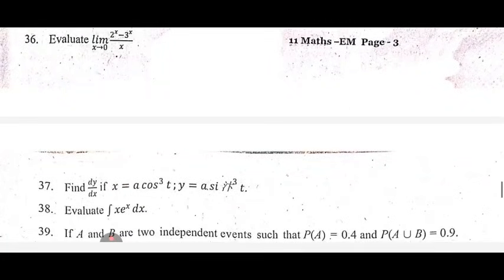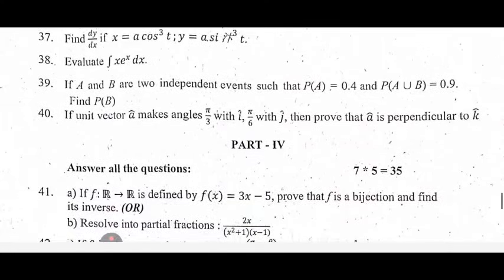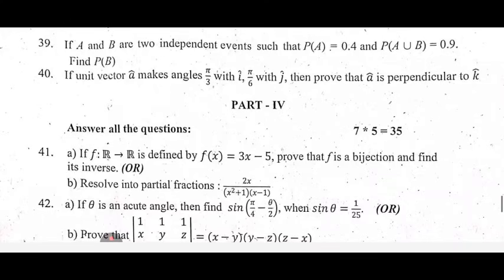36, they have given an evaluate question. 37, find dy/dx if x = a cos³t, y = a sin³t. Look at that question. 38, evaluate. 39, if A and B are two independent events such that P(A) = 0.4 and P(A ∪ B) = 0.9, find P(B).